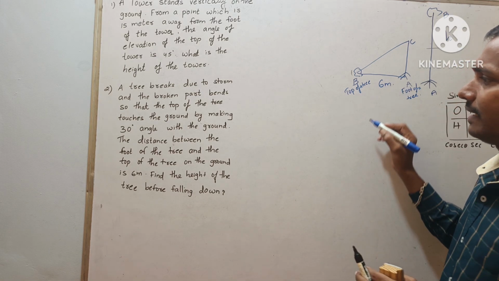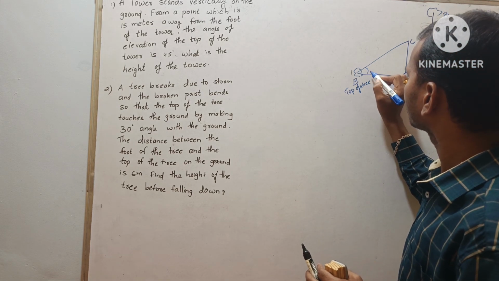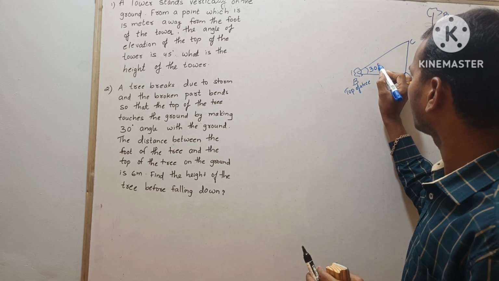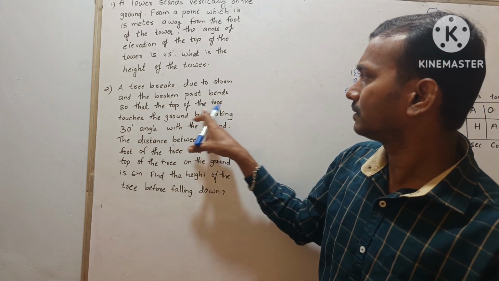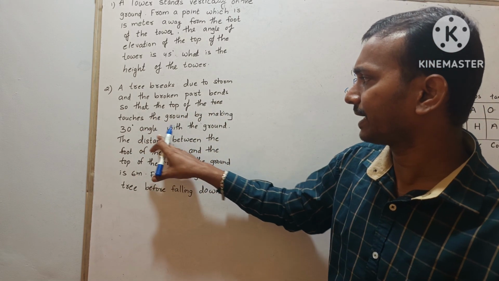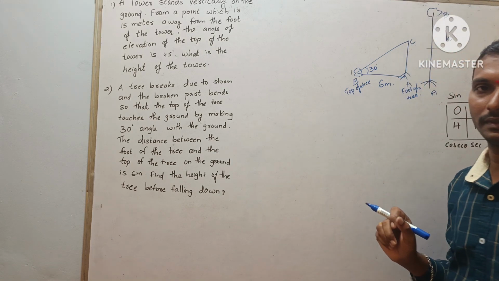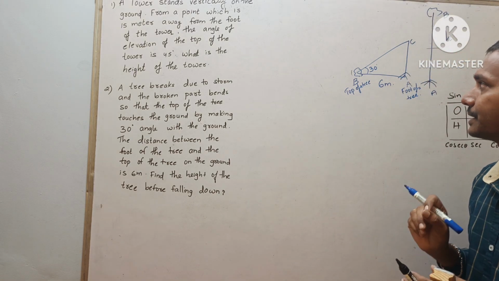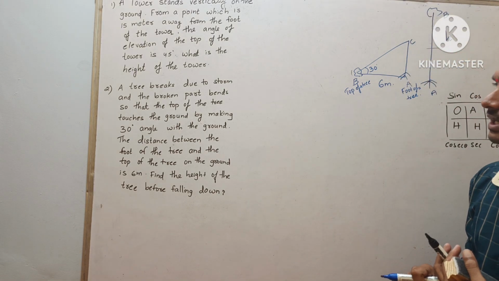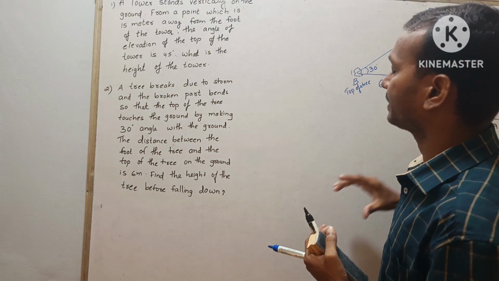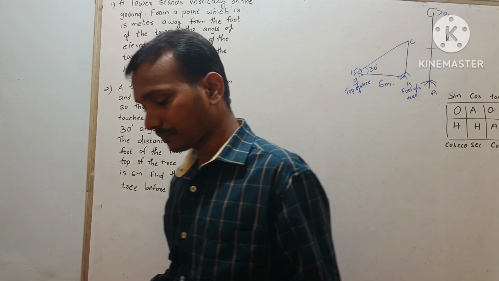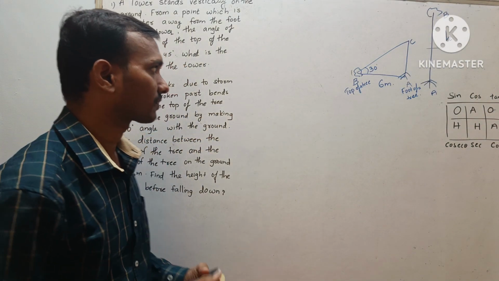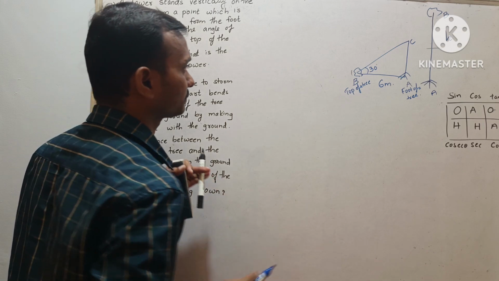So now the angle is given, that is 30 degrees. The top touches the ground by making an angle of 30 with the ground. That's why this is the 30 degrees. So now what is being asked? Find the total height of a tree before falling down. So now first we write the given.